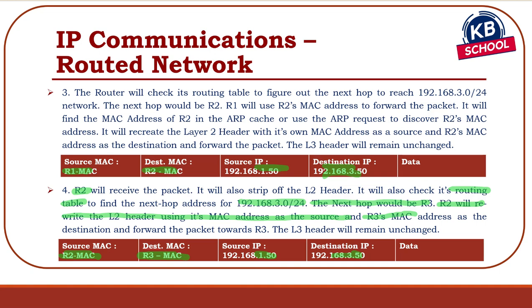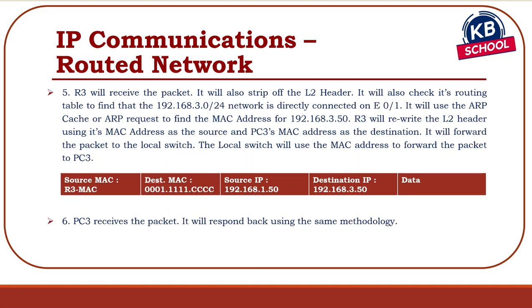Now once R3 receives it, R3 is the router that is directly connected to the end device. R3 receives the frame. It will also strip off the layer 2 header. It will check its routing table to find that the 3 network is directly connected on E01. It will use the ARP cache or ARP request to figure out 3.50, finds it. R3 will rewrite the header from R3 MAC to the destination MAC of 0001 1111 CCCC, which is the MAC address for PC3.